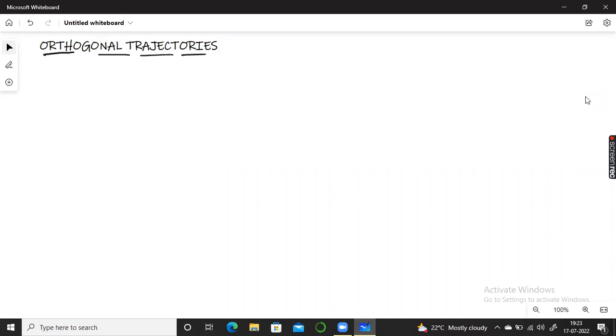Hello everyone, I am AMMAJI DUPPADA, and today in this session we are going to see orthogonal trajectories. It means how to find orthogonal trajectories of a given family of curves, or maybe a single curve.